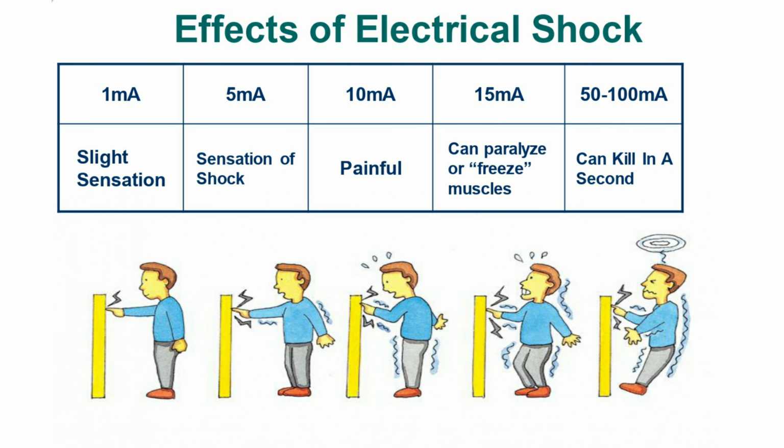Electrical shock. 1 mA: slight sensation. 5 mA: sensation of shock. 10 mA: painful. 15 mA: can paralyze or freeze muscles. 50 mA to 100 mA: can kill in a second.